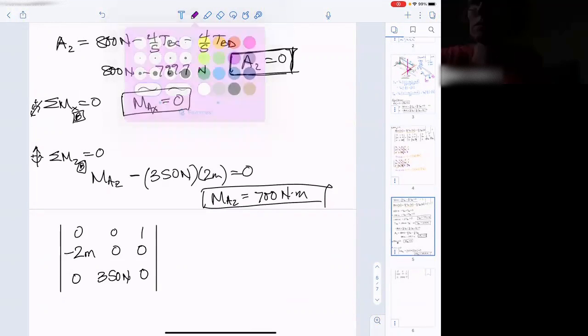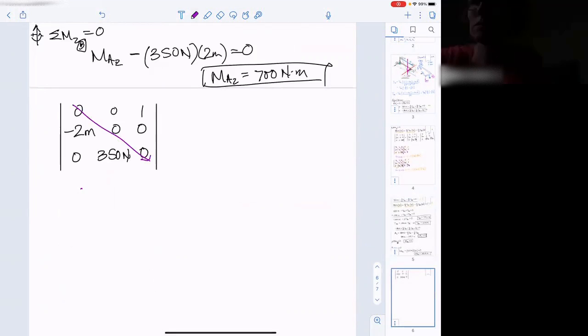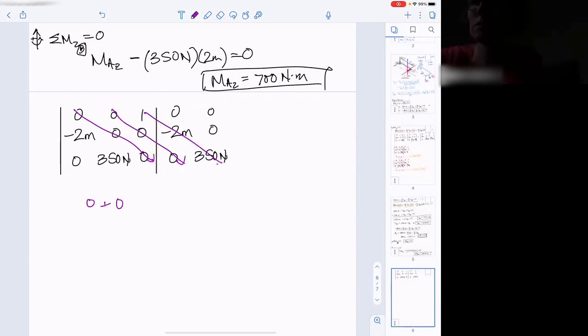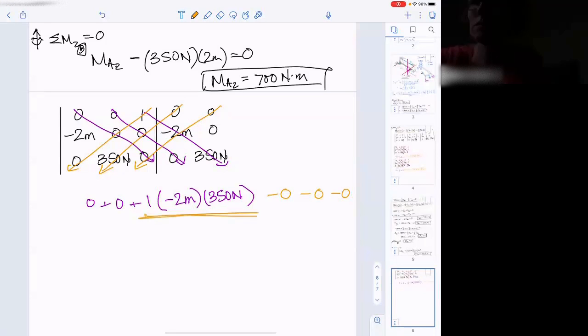All right, let's run through the numbers really fast. We do the downward diagonals first. Oh, I forgot to copy the columns. Copy, paste. So that one gives us a 0. That one gives us another 0. That one gives us a 1 times minus 2 meters times 350 Newtons. And then we go back the other direction with the negatives. We got 0, so minus 0, minus 0, minus 0. These are zeros because if anything along the diagonals is 0, when we multiply all three of these numbers together, you get a 0. So the result, this moment, ends up being a minus. We get the minus sign right there. And that matches what I put up here.